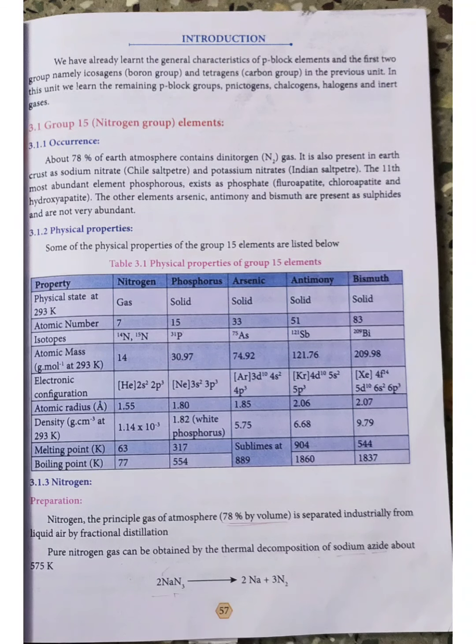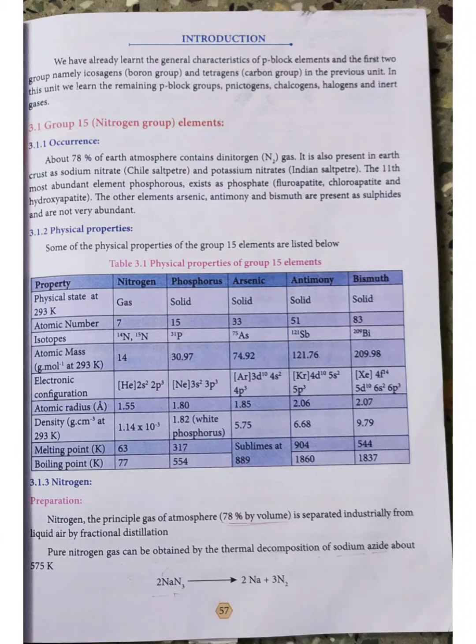Some of the physical properties of the group 15 elements are given in the book in a tabular column. Understood? Physical state, atomic number, isotopes, atomic mass, electronic configuration, atomic radius, density, melting point, boiling point, all given for the group 15 elements.